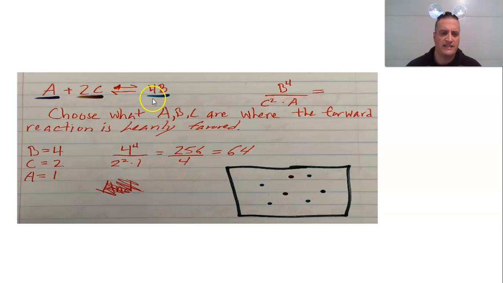So I'm taking the ideas of the equilibrium expression and kind of maximizing it. Bigger on top, smaller on the bottom. And so in choosing these values, I can draw what that should look like.